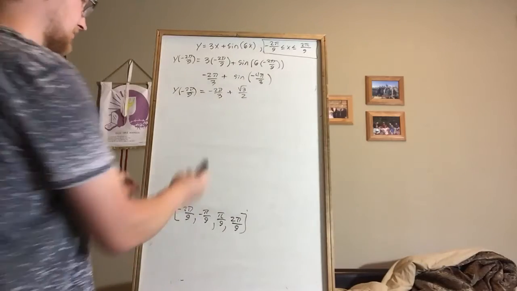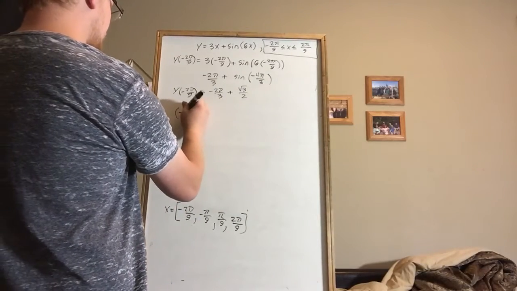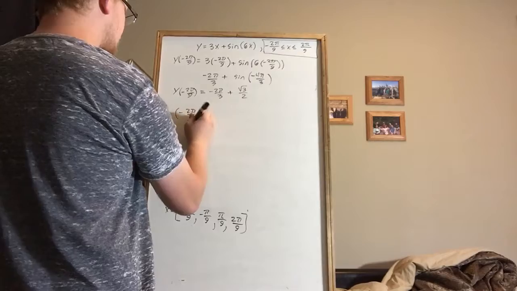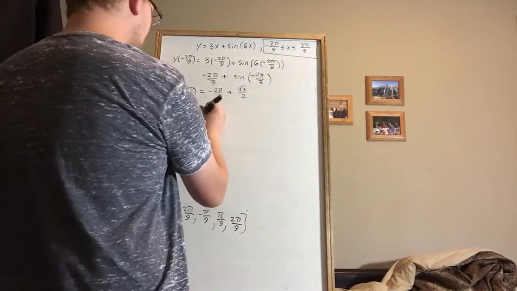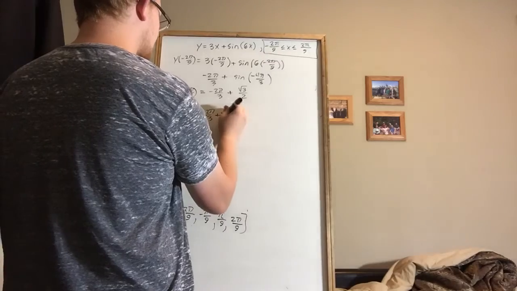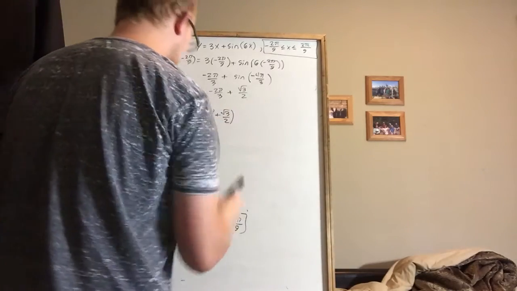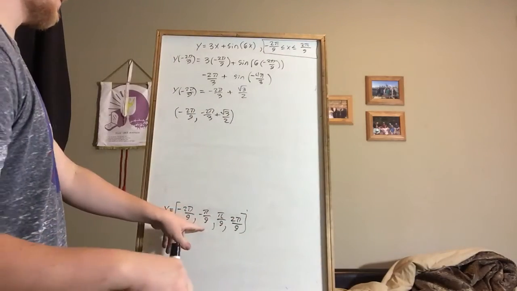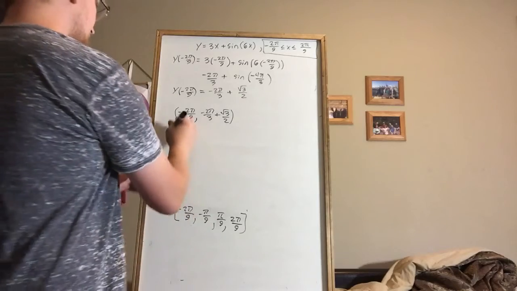So here's our first ordered pair. The x value that we plugged in is minus 2 pi ninths, and the output is minus 2 pi thirds plus root 3 over 2. Now we're going to plug in our negative pi ninths.